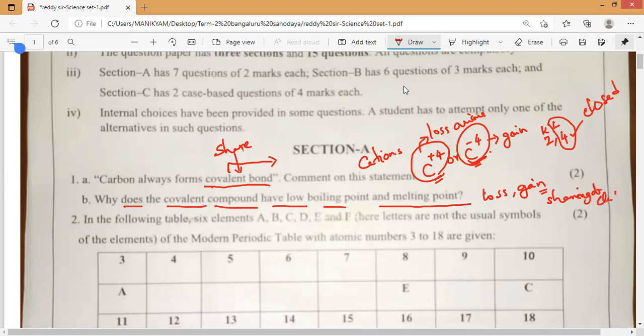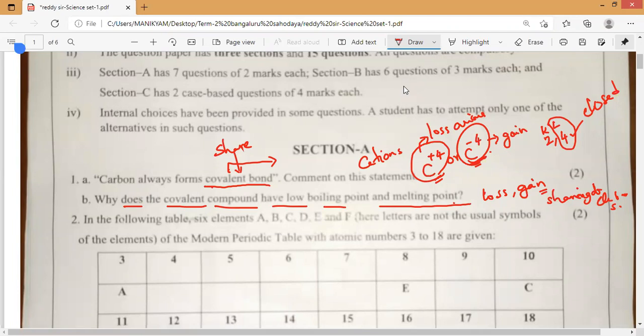So with sharing of electrons, the intermolecular forces are not strong enough. They are weaker, or lesser between them. That is the reason they have a low boiling point and melting point. That is what you have to remember. They have molecules, but the intermolecular forces between them are very weak because they are formed by sharing of electrons. So that is why they have low melting and boiling points.